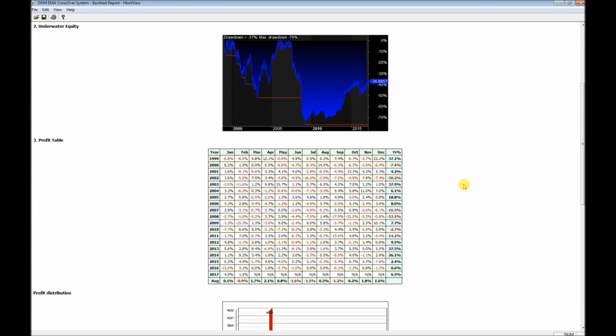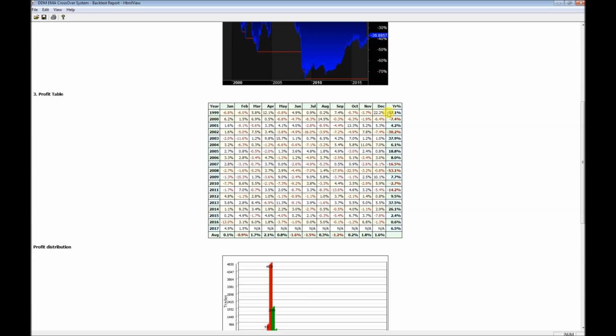That happened, I guess, during the financial crisis, 2007, 2008. But this is what it would have looked like over the years, right? You've got some losing years. You've got 2 losing years in a row here, 2007, 2008, and 2010, 2011. Most people would have probably stopped trading when that happens. But you can see here you've got a lot of positive years.